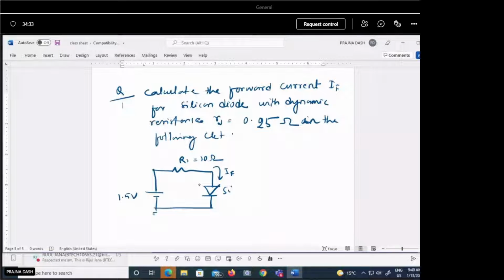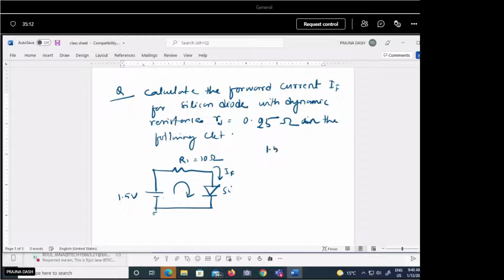So directly, how can we find the current? We can just apply Kirchhoff's voltage law. When applying KVL, we move from the negative terminal to the positive terminal. You have to maintain one direction, one polarity, always, in the way you are following. Negative to positive we usually represent as positive, it is a general practice.